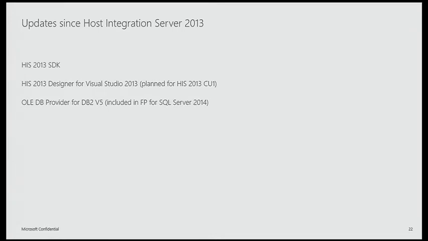So if you look at BizTalk 2013, there's a few platform holes. If you look at HIS 2013, there's just one. It's Visual Studio 2013. And we're working on a hot fix that will release in HIS 2013 Cumulative Update 1 this next quarter. And that'll allow us to patch and help customers use Visual Studio 2013 with HIS 2013.